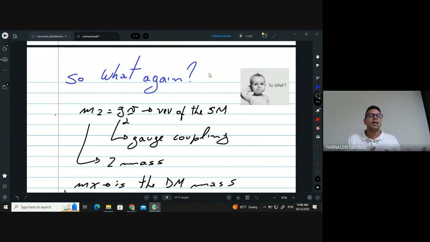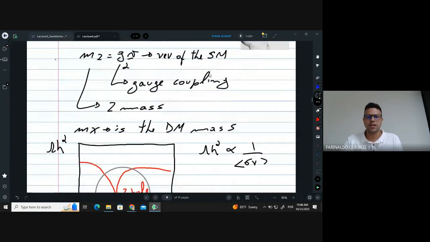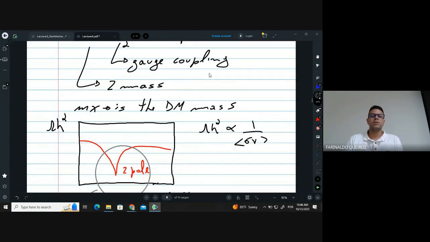Remember, I have chi chi bar annihilating through a Z boson into fermion anti-fermion. The Z boson mass in the standard model, for those who have seen a standard model physics course, is given by g, the SU(2) gauge coupling, and v, the vev of the standard model, 246 GeV; the Z mass is about 90 GeV, and chi is the dark matter mass. Now let's think of the following. So the dark matter abundance continues to be like this. Remember, the dark matter abundance is proportional to 1 over sigma V, okay?